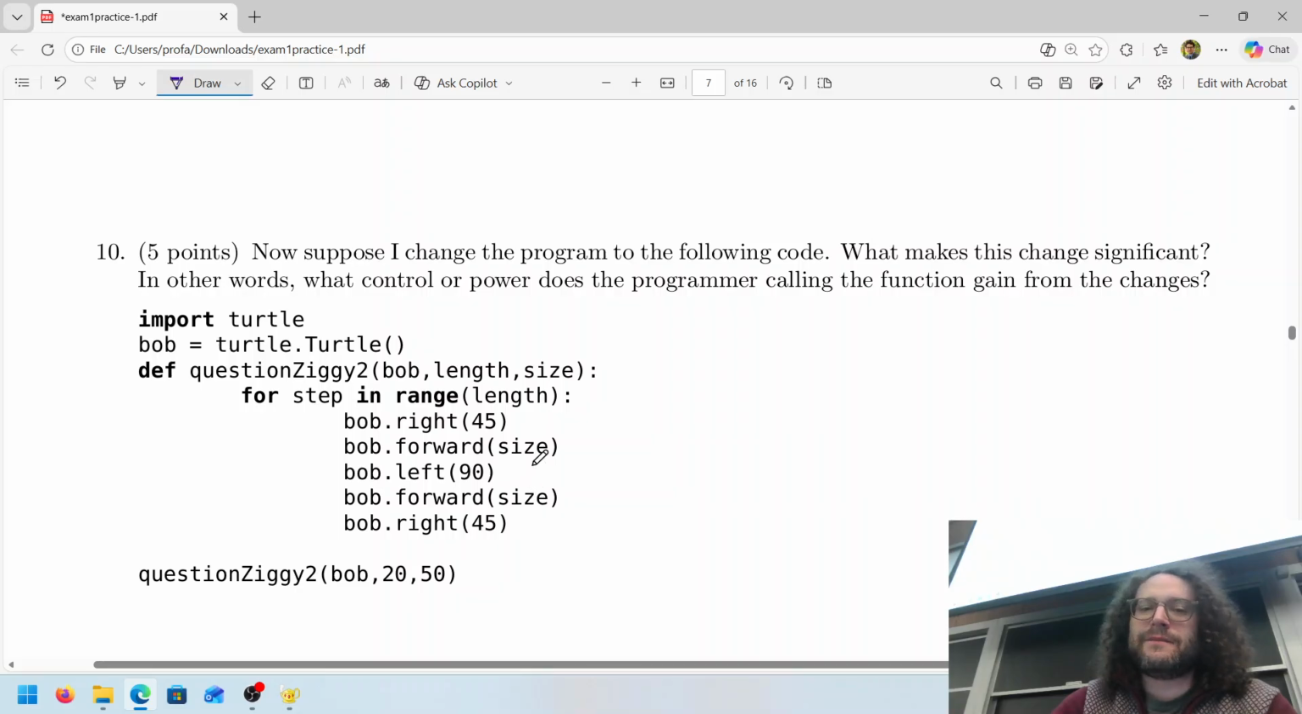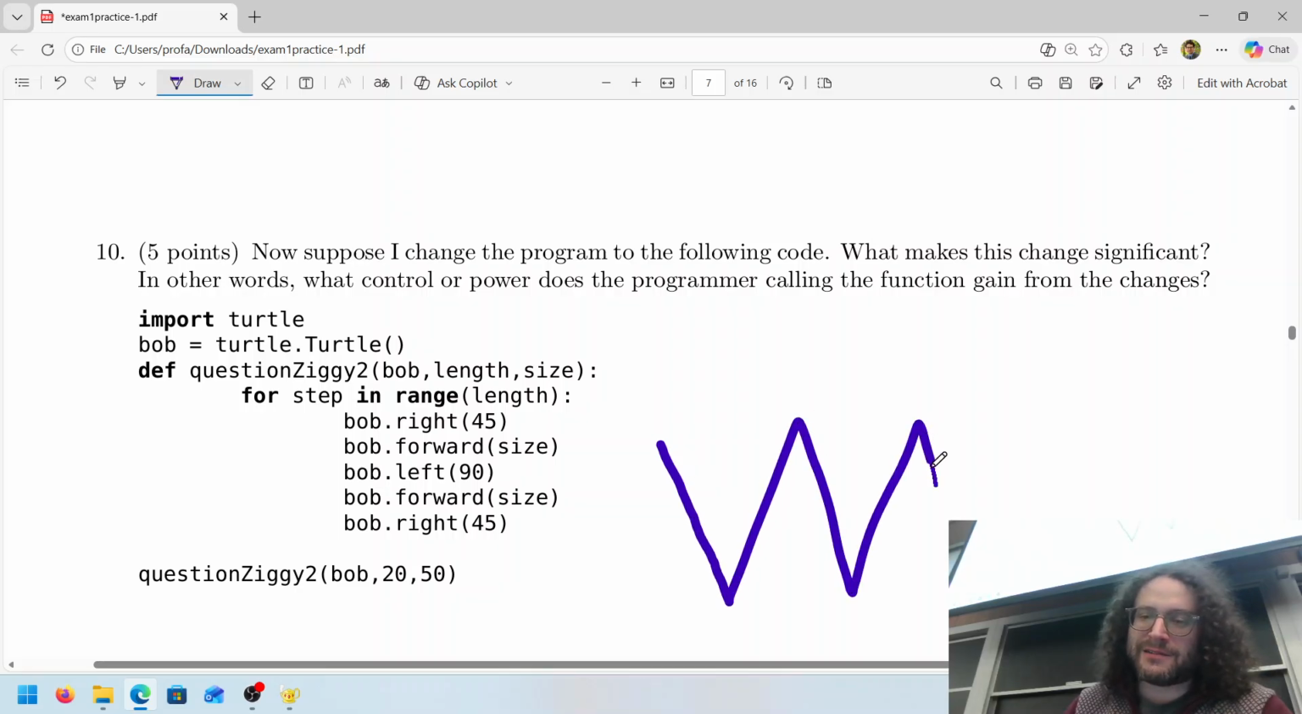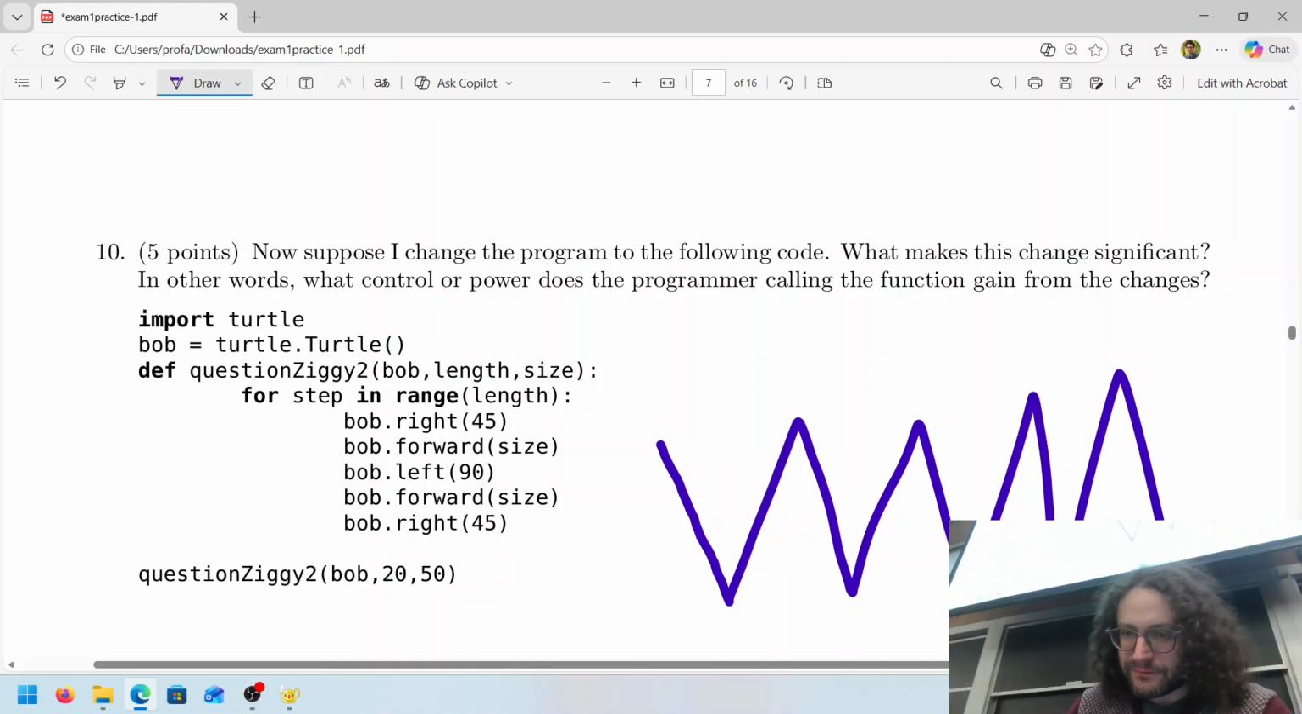If you write that question Ziggy 2 adds a size argument and changes it so that it moves forward size rather than 10, that's not what I'm looking for. What I'm looking for is essentially, well, what does it change? Well, if you put in 50, now it's going to look more like this. It allows the user to control the size of the drawing, right?